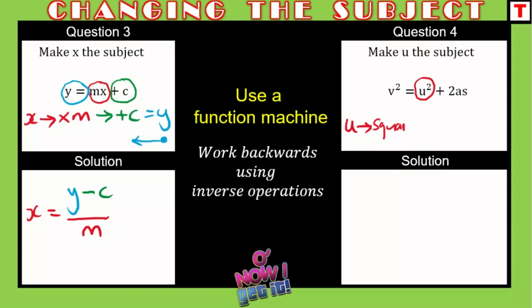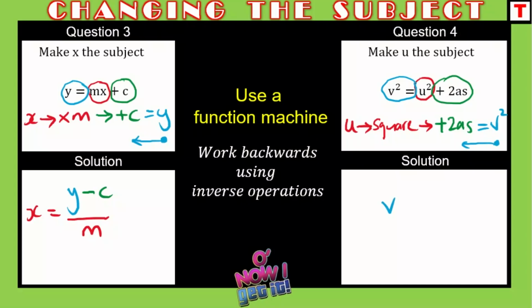So I'll just write the word square. Then we can see that we are then adding all of 2as. We're adding 2as. And this is going to give us a result for the output. So the output would be equal to v squared. So therefore, we're going to be working backwards from v squared to get all the way back to u.